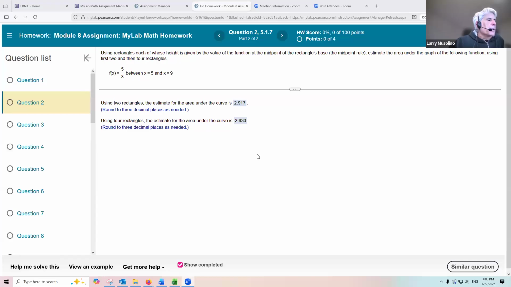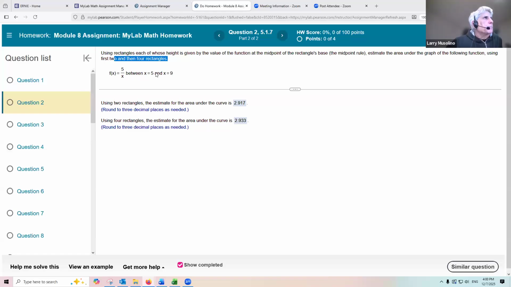All right, let's take a look at another example here. This is number 2. And this one says using rectangles, each of whose height is given by the value of the function at the midpoint. So we have to notice that they're specifying the midpoint of the rectangle to determine the height. Estimate the area under the curve using first 2 and then 4 rectangles. And the function here is 5 over x.